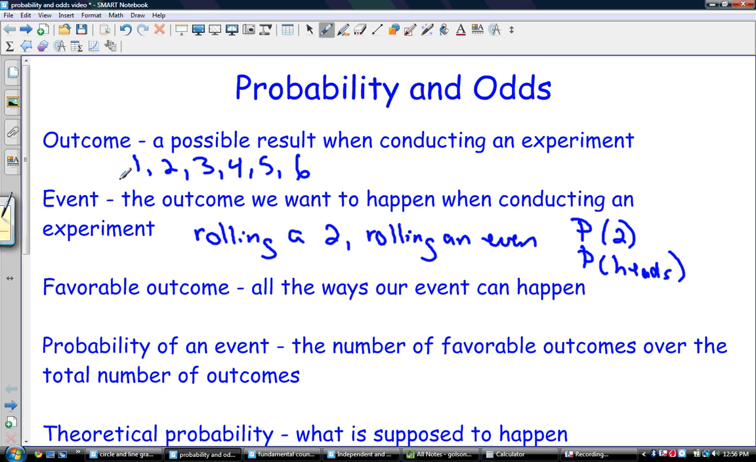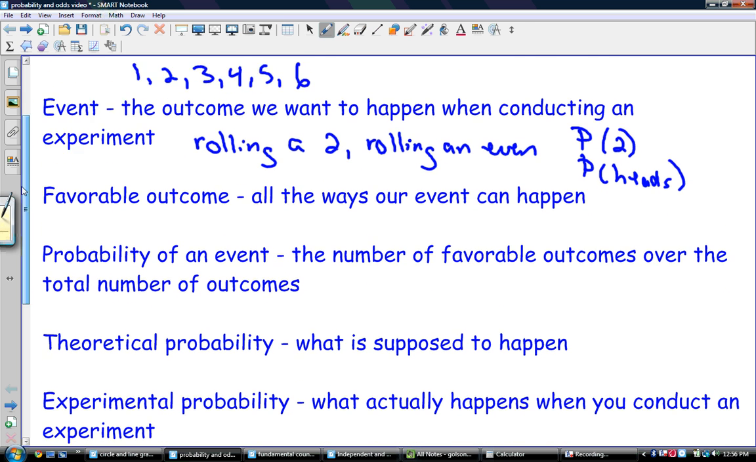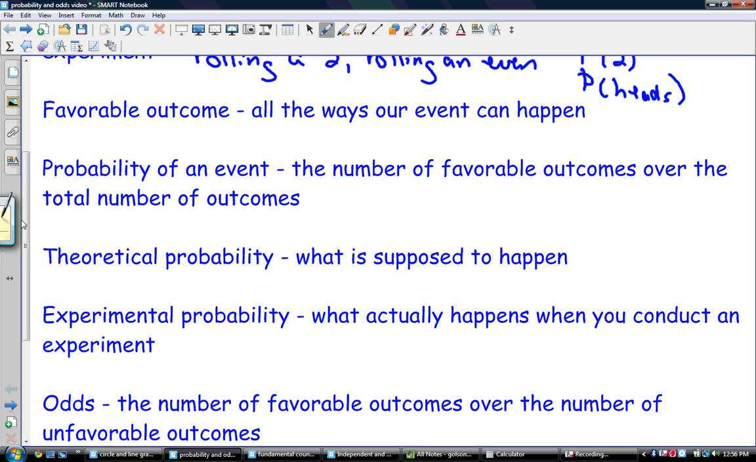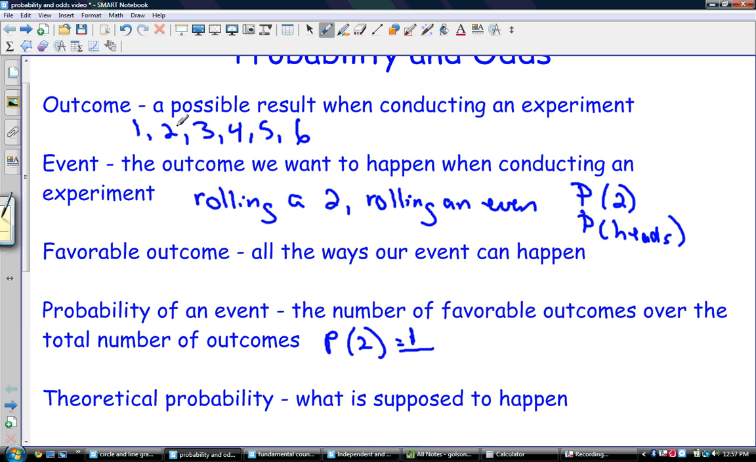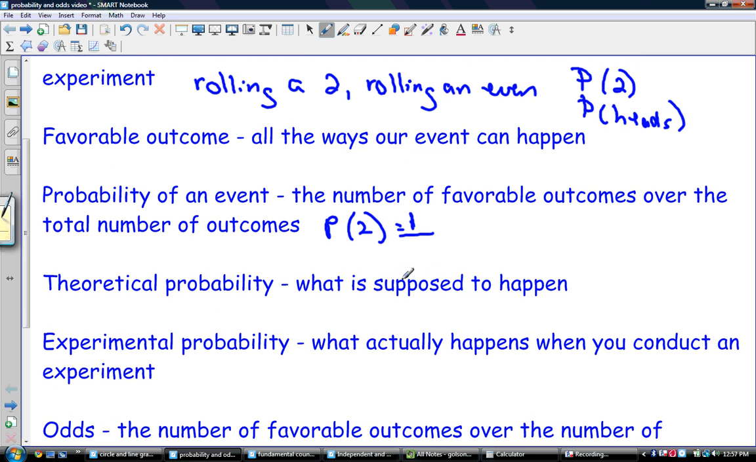Okay? And so the way that you find the probability of an event is you take the number of favorable outcomes, what we want to happen, over the total number of outcomes. So, sticking with the die, if I wanted the probability of rolling a 2, there's only one favorable outcome. All I could do is get a 2. If I don't get a 2, I didn't get what I wanted. So I only have one favorable. There are, set up top here, 6 possible outcomes when I roll a die. So my probability for rolling a 2 would be 1 out of 6.